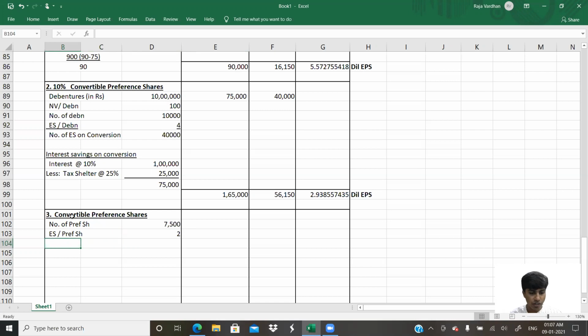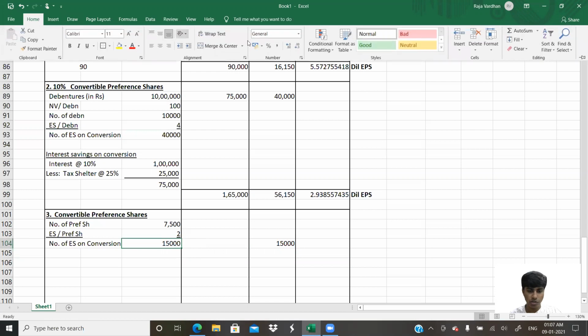So number of equity shares on conversion. How much do you get? How much did you get? 15,000. So basically the number of shares will increase by 15,000. Okay boss, that is done.